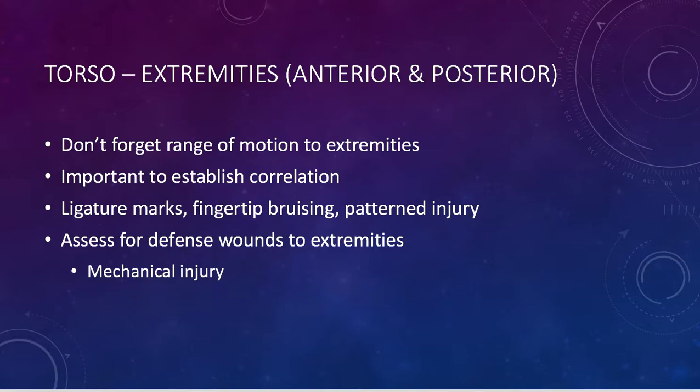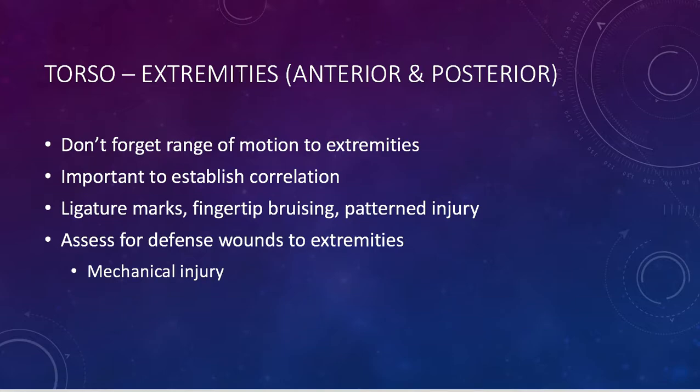Also, don't forget range of motion to extremities. If the patient gives you a significant amount of information in the subjective story, and there is a potential injury for range of motion, then you want to make sure to establish that correlation, because pain is a finding.